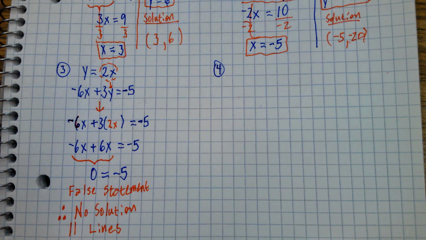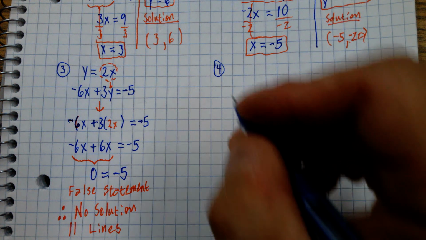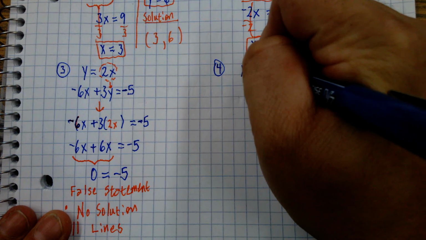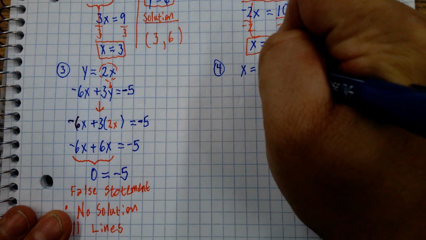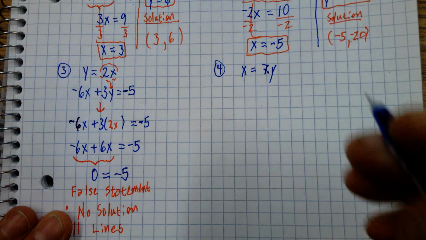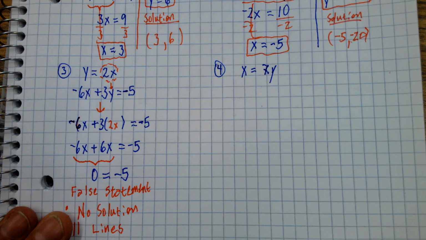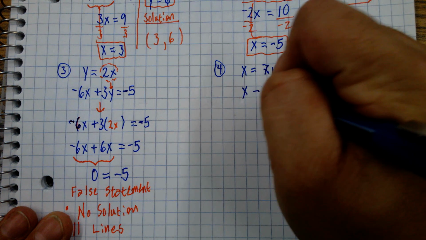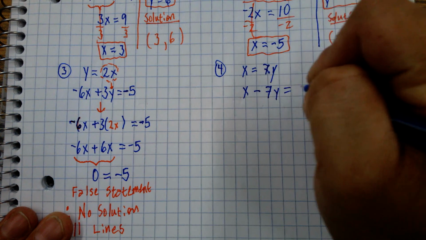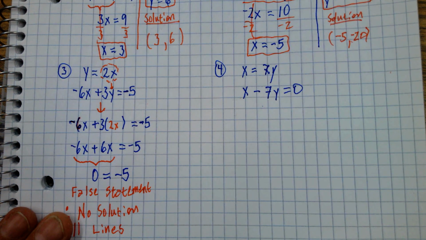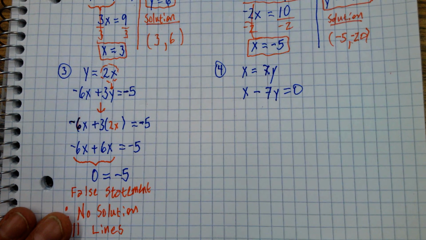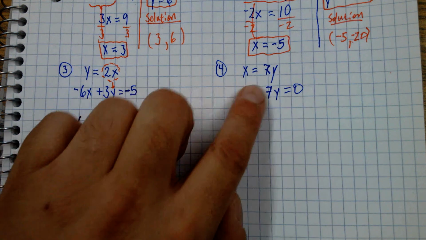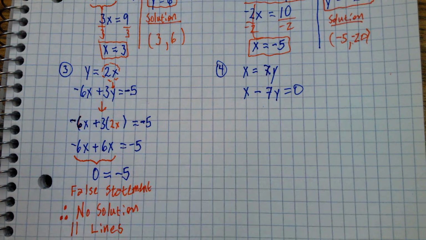All right. Last one. Let's do x equals 7y, and x minus 7y equals 0. Okay. Go ahead and write that down. x equals 7y is one. And then x take away 7y equals 0.